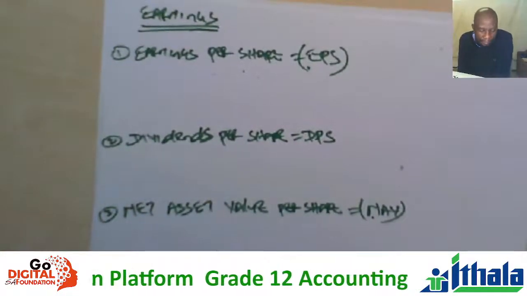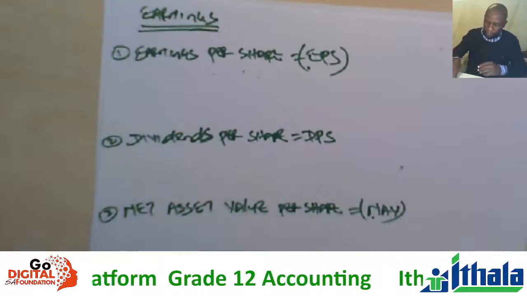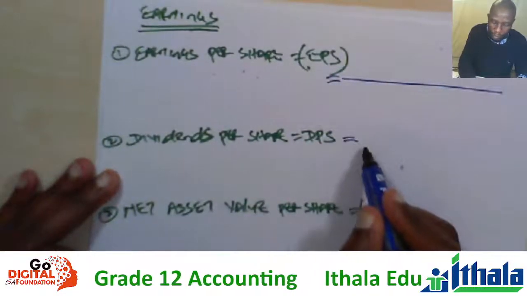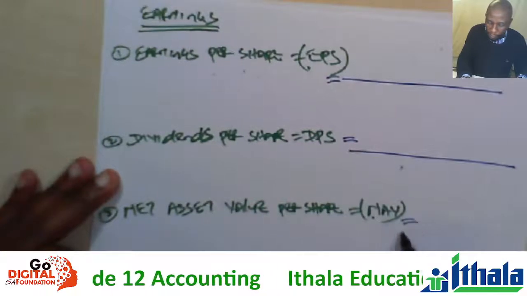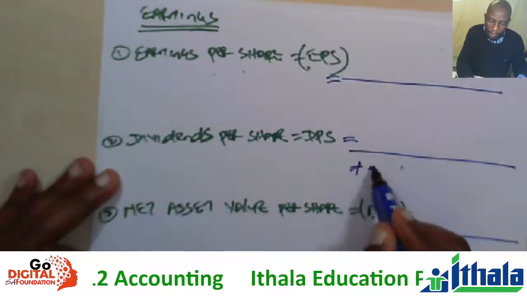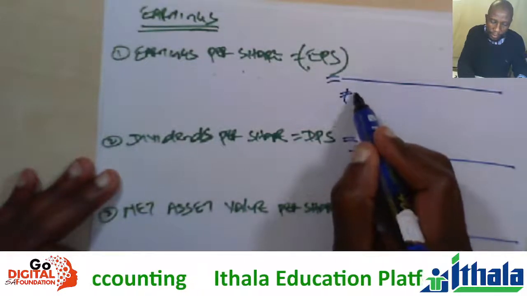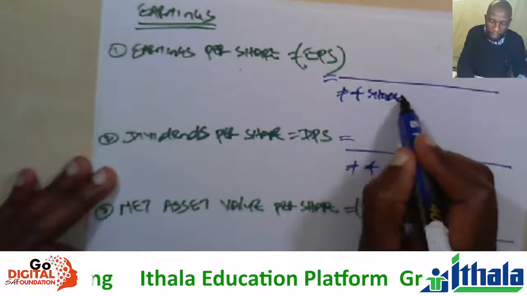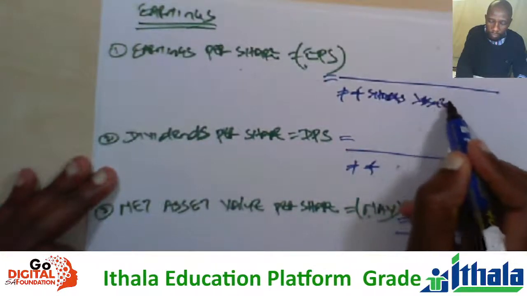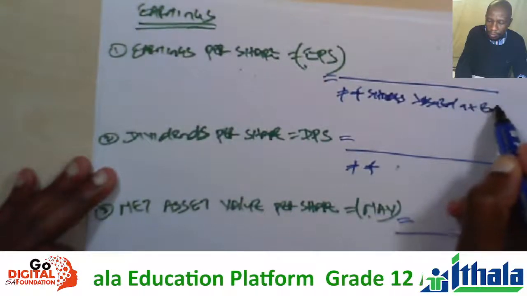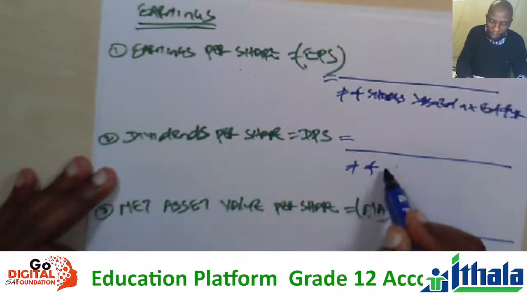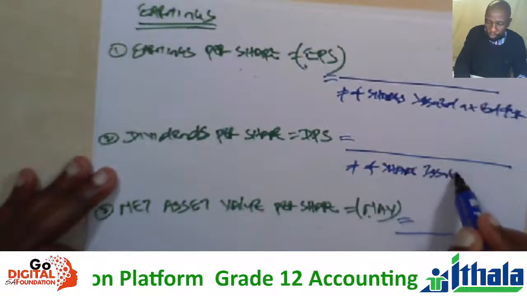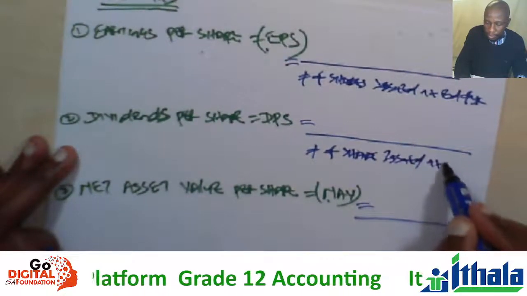What is similar in these ratios? Number 1, the first similarity here is the denominator. The denominator is the same for all these ratios: the number of shares issued at the end of the year.